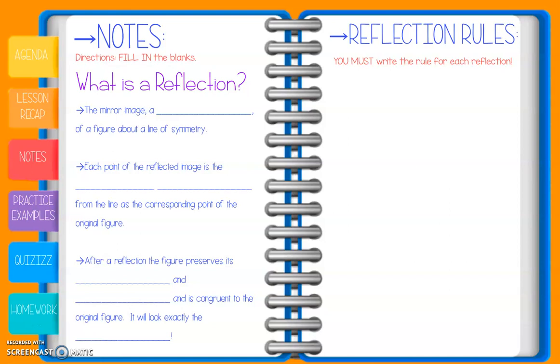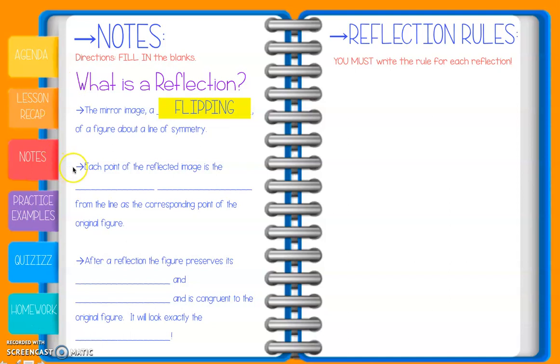All right, guys, we're going to do a little recap on how to reflect points, and we're going to be reflecting them over the x-axis, over the y-axis, and then over both the x and the y-axis. So first, what is a reflection? A reflection is the mirror image or a flipping of a figure about a line of symmetry. And today those lines of symmetry are going to be our x-axis or our y-axis.